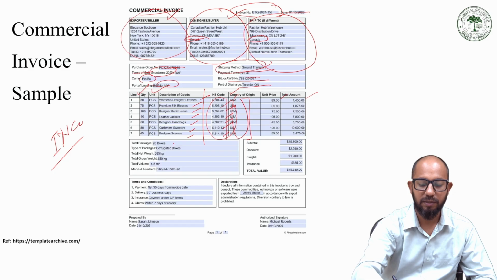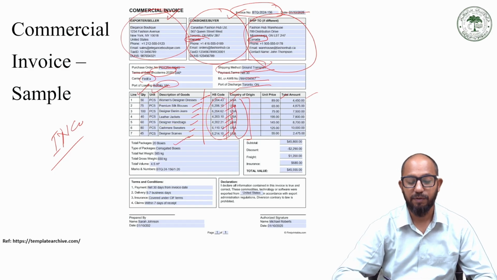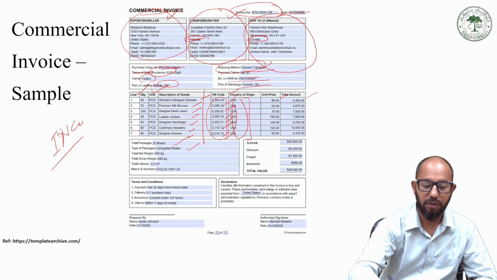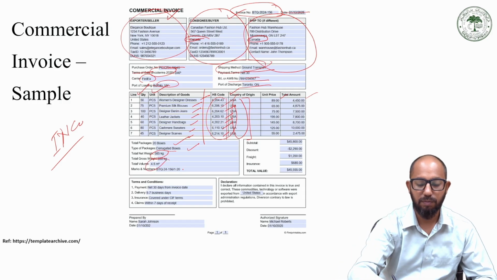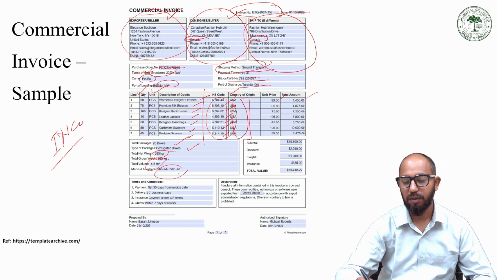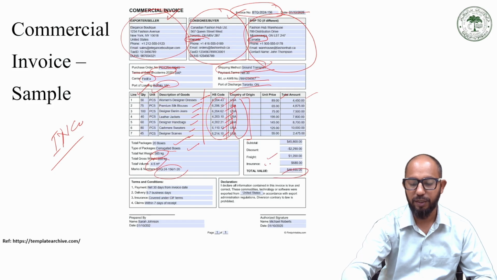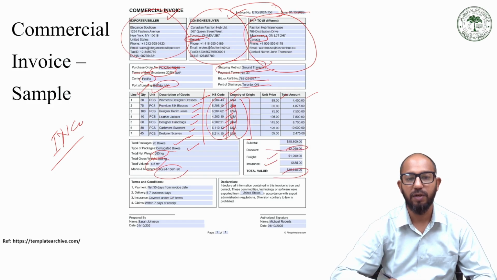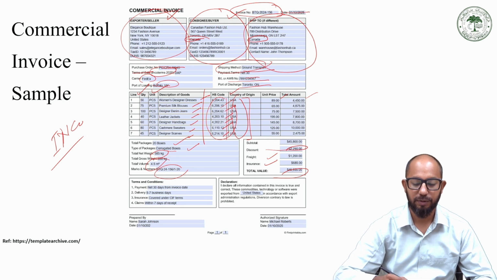So total packages are 20 boxes. Types of boxes are also mentioned. Total weight is mentioned, volume is mentioned. If there are any marks, that is also mentioned. The total value, which includes freight, insurance, as well as discount, if any, is also mentioned. Terms and conditions are also explained over here.